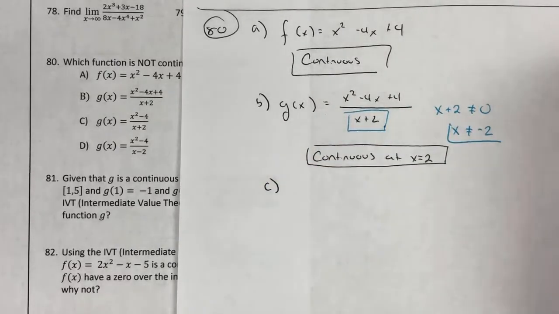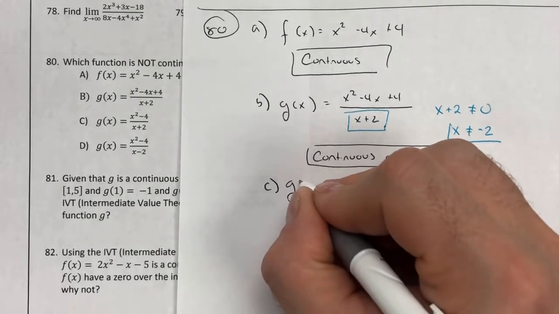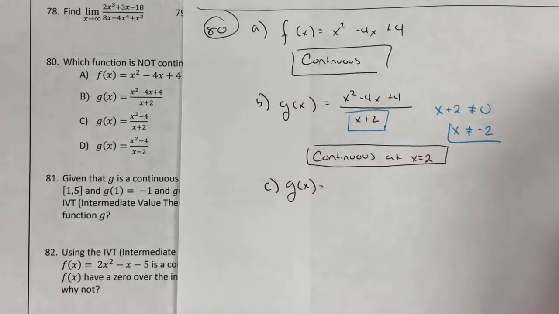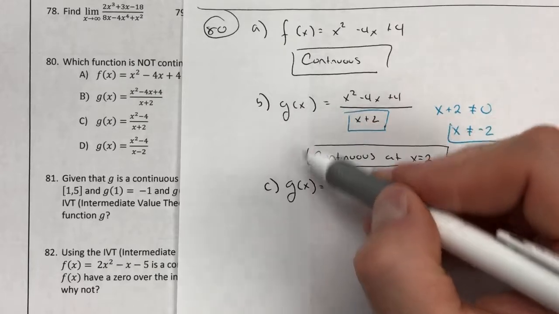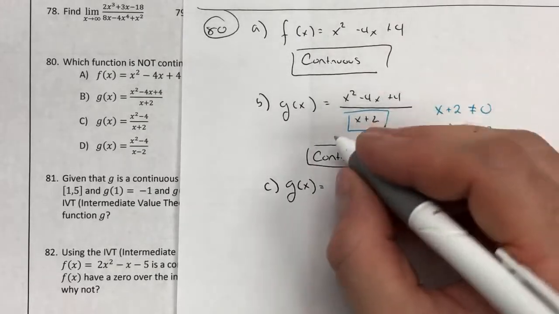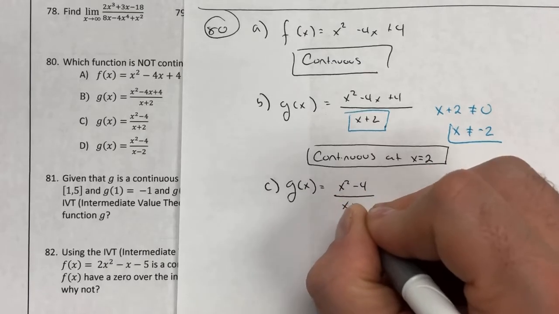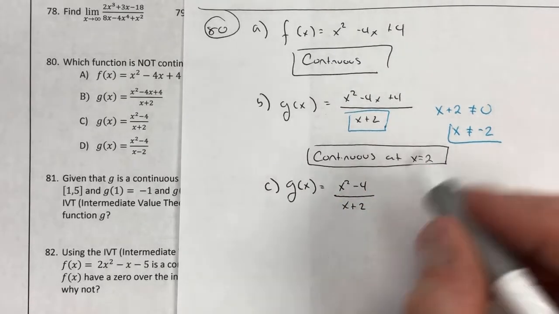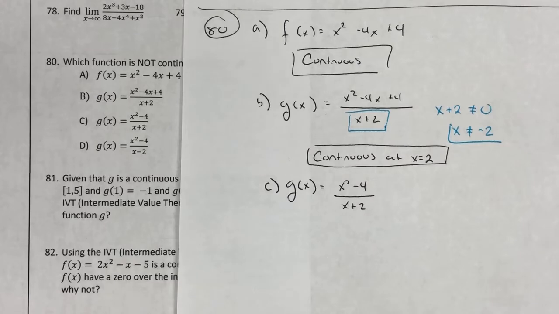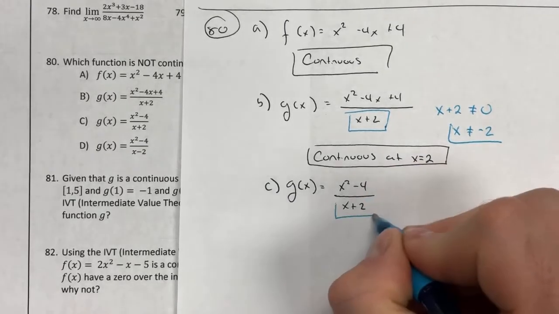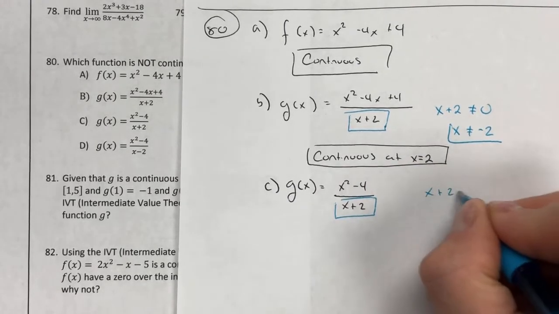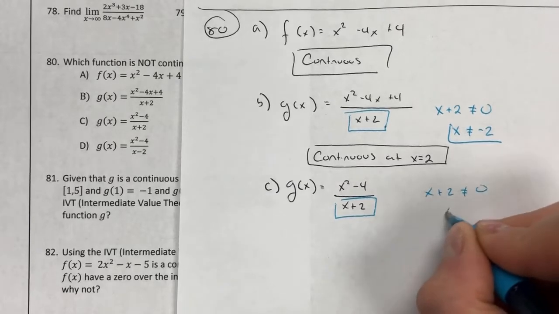Okay. Option C, we have g of x is equal to, curious as to why we have f and then g and then g and then g again, but x squared minus 4 over x plus 2. So again, we run into the same thing. I have a division sign right here, so I'm going to check and make sure that that x plus 2 can't be 0.